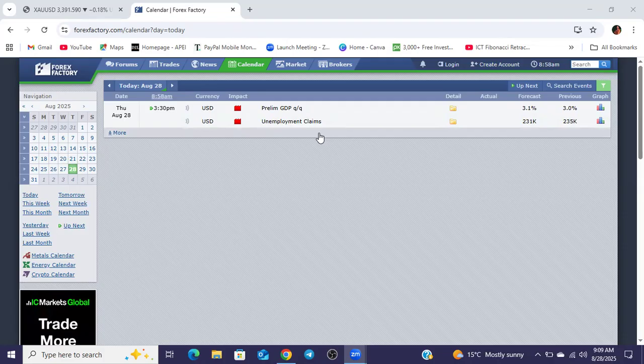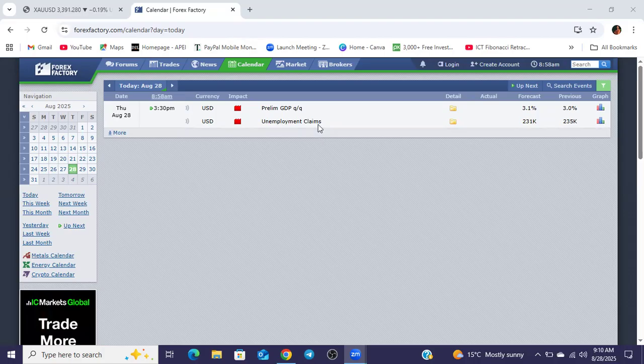We have the prelim gross domestic product quarterly data, that is quarter after quarter, and here we see an anticipation of an increase from 3.0 to 3.1%. But again, we have to wait for the actual. This is just a projection of what is likely to happen. It's not the actual. We have to wait for the actual data. And we know when actual is more than the forecast, it will be a positive dollar. When the actual is less than the forecast, it will be a negative dollar.